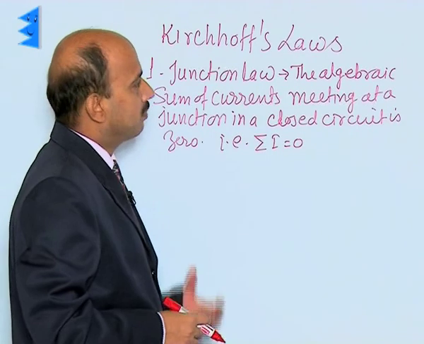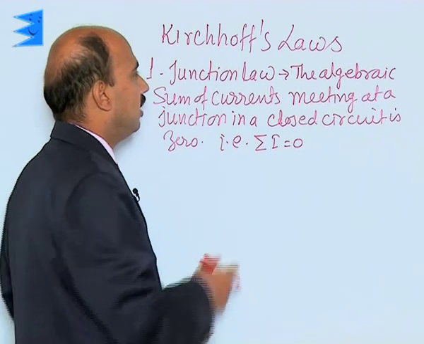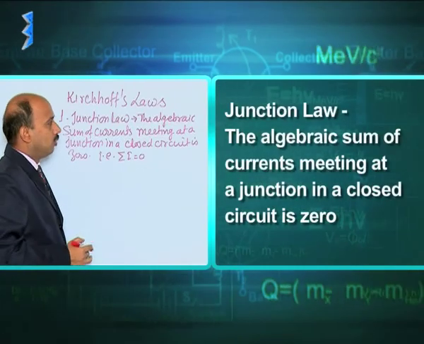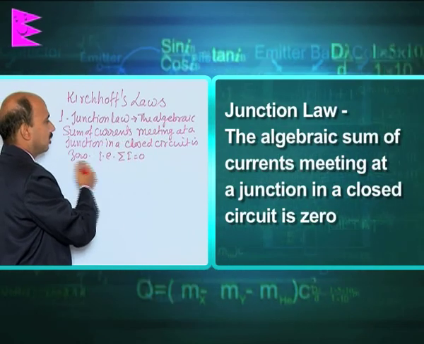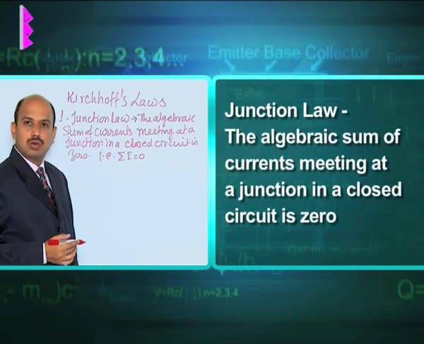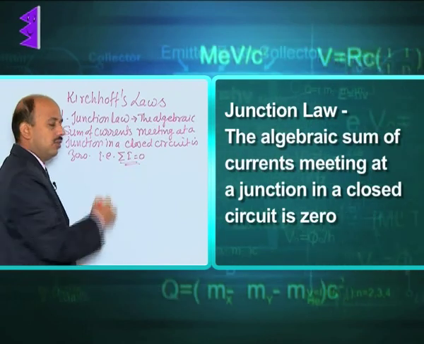Now see here, Kirchhoff's laws. The first law is called the junction law. According to this law, the algebraic sum of currents meeting at a junction in a closed circuit is 0. That is, the sum of the currents is 0.